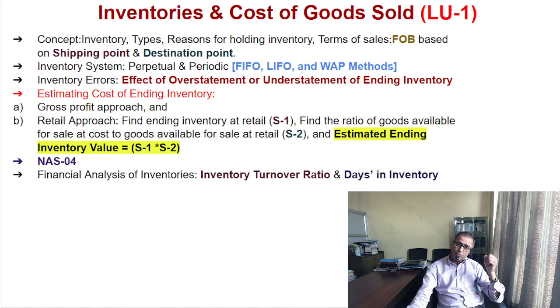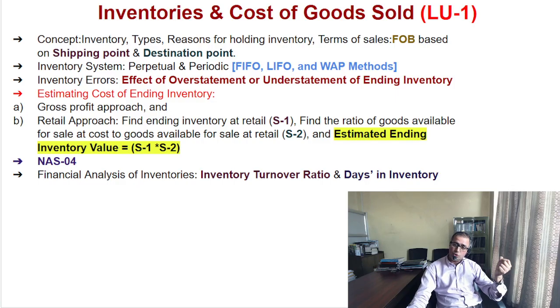And what may be the reason for holding inventory? You can say that transaction motive. Second is the precautionary motive, and the third one is the speculative motive. Now, what may be the terms of the sales? Terms of the sales, you can say that free on board based on shipping point.